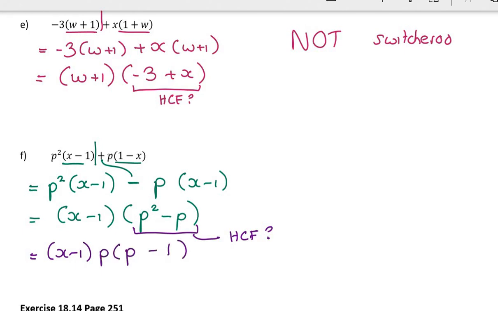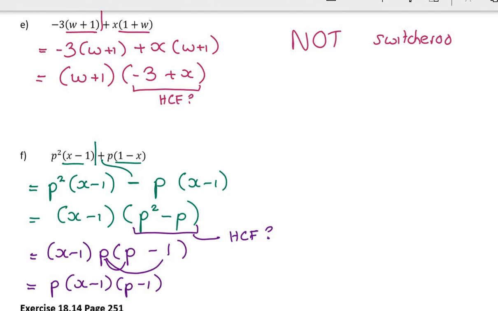How am I left with p minus 1? Because what times p will give p squared? Well, p, and p times what will give minus p, and that must be minus 1. So if I want to write this neatly, I'll put the p first, and then my two brackets. But ultimately it doesn't matter.